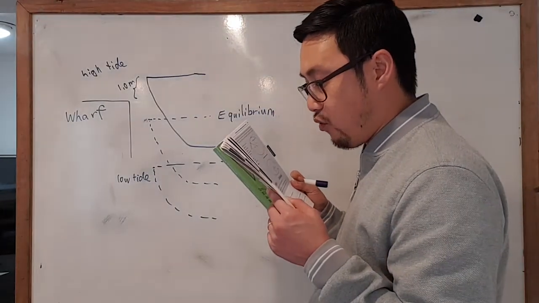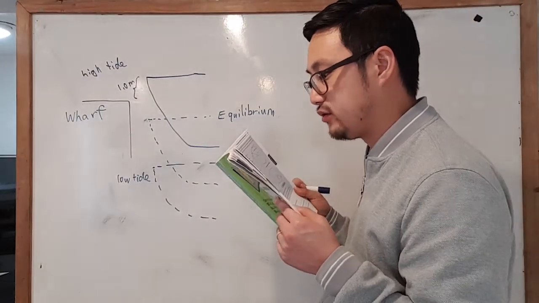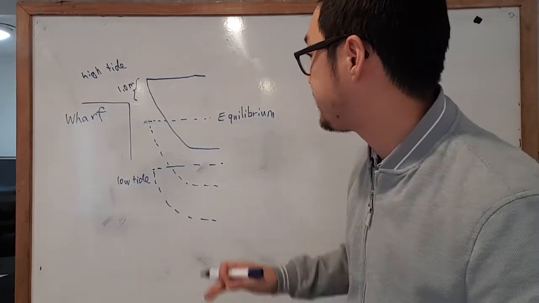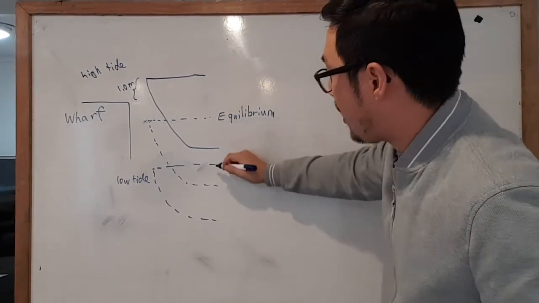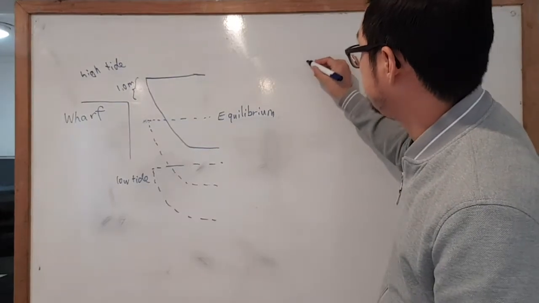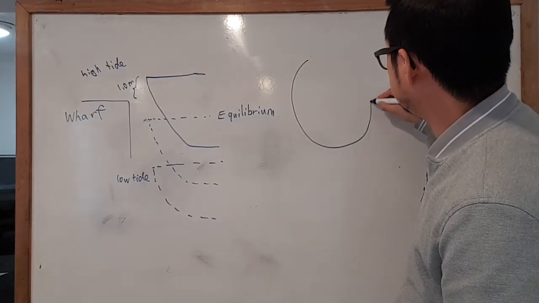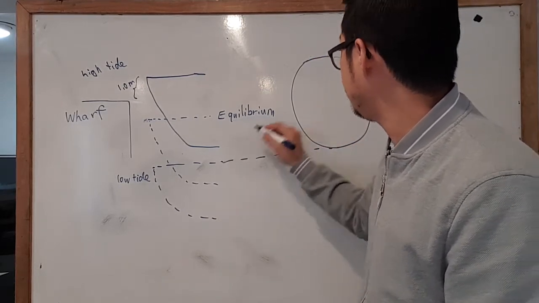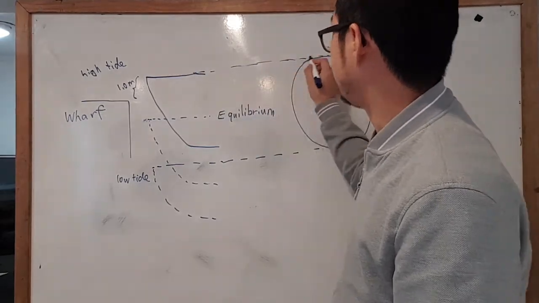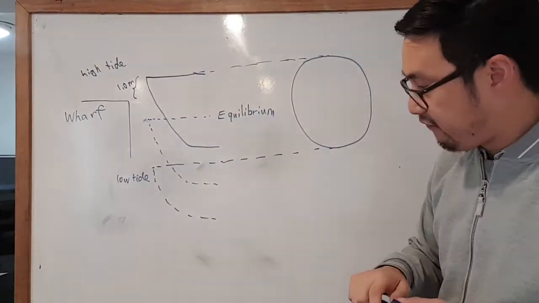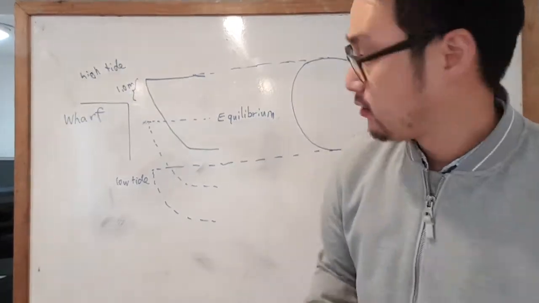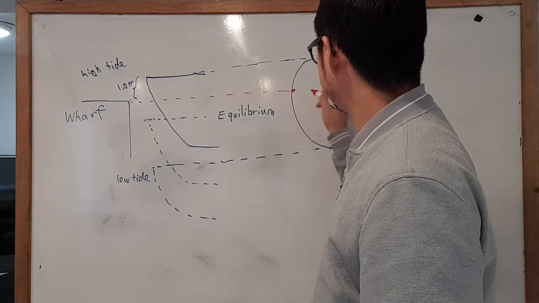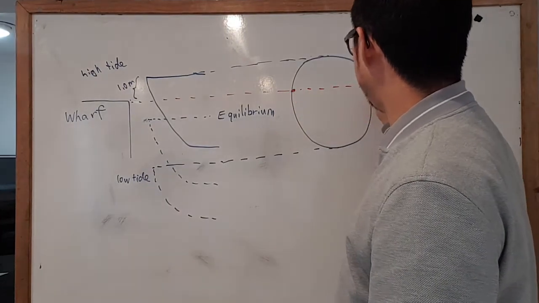Then, for what fraction of the tidal cycle is it necessary to step down from the wharf to the deck of the boat? Step down from the wharf to the deck of the boat. I'm going to use my reference circle. Say this is my reference circle. This is the low tide, and this is the high tide. I'm going to label where the wharf is. The wharf is going to be over here, or it could be over here.